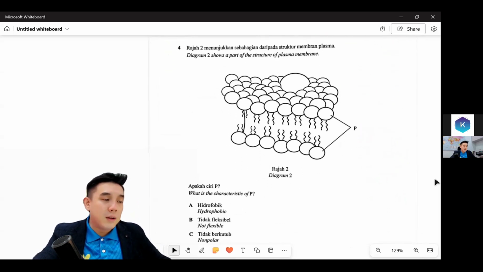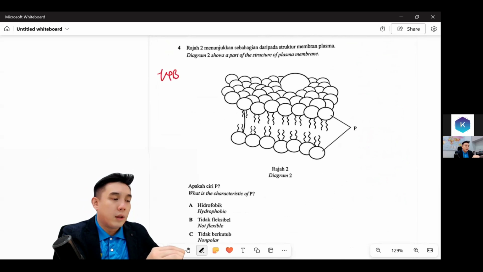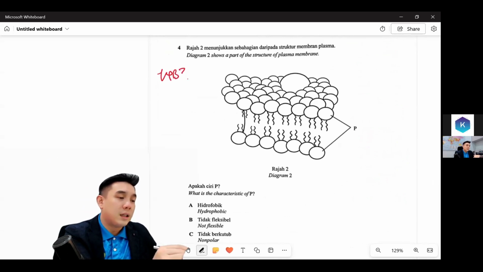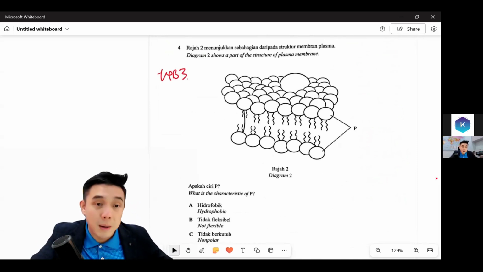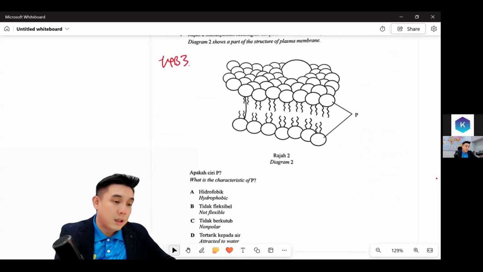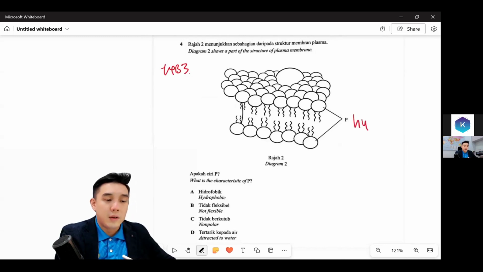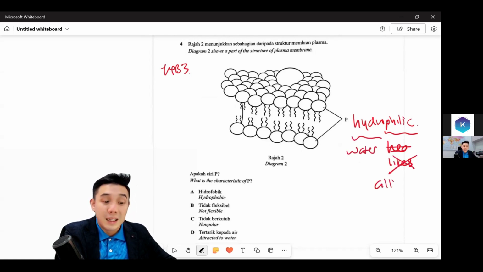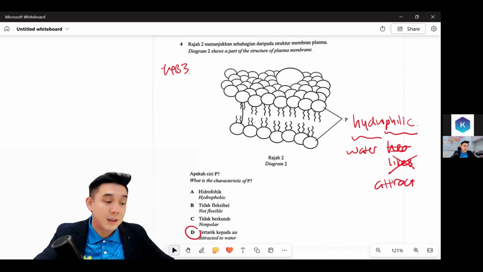Number 4, this is pointing to the plasma membrane. Hydrophilic head, guys. Hydrophilic head of the phospholipid means the head likes water. Better still, we don't say like in the exam. We use the word attract. It attracts water. So number 4 answer is D.